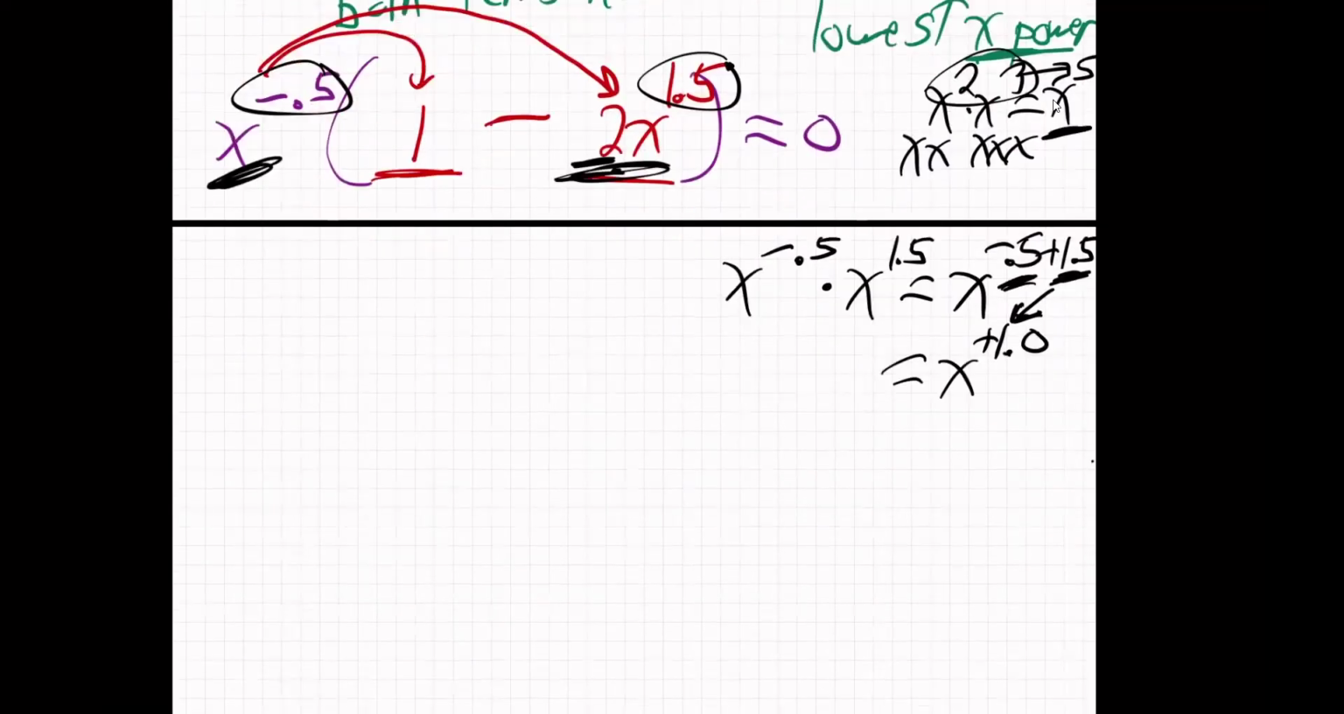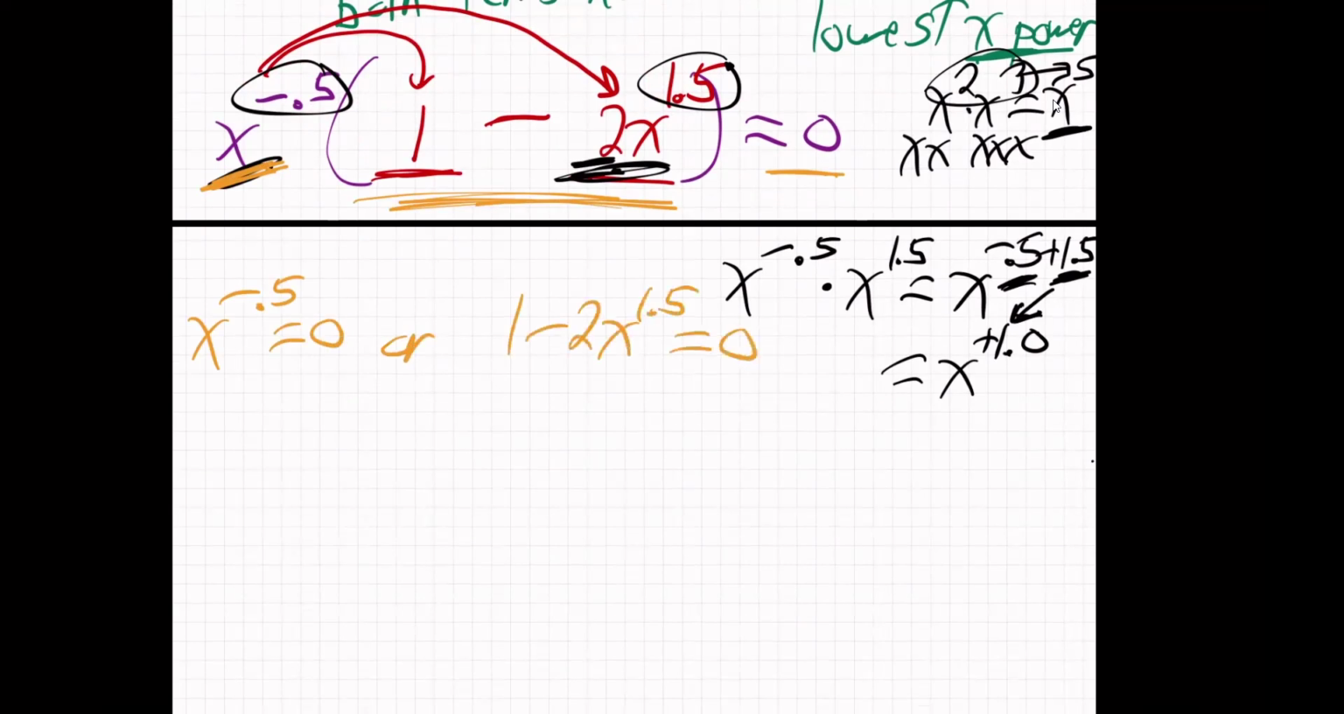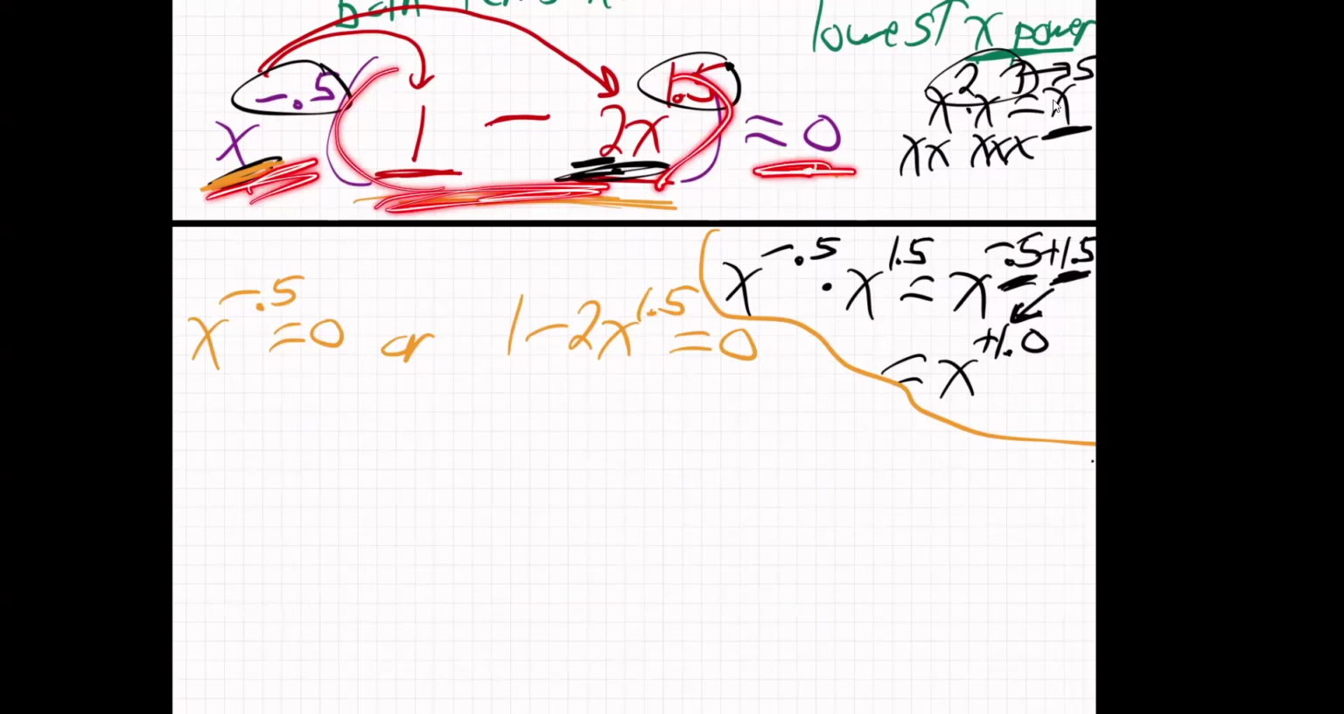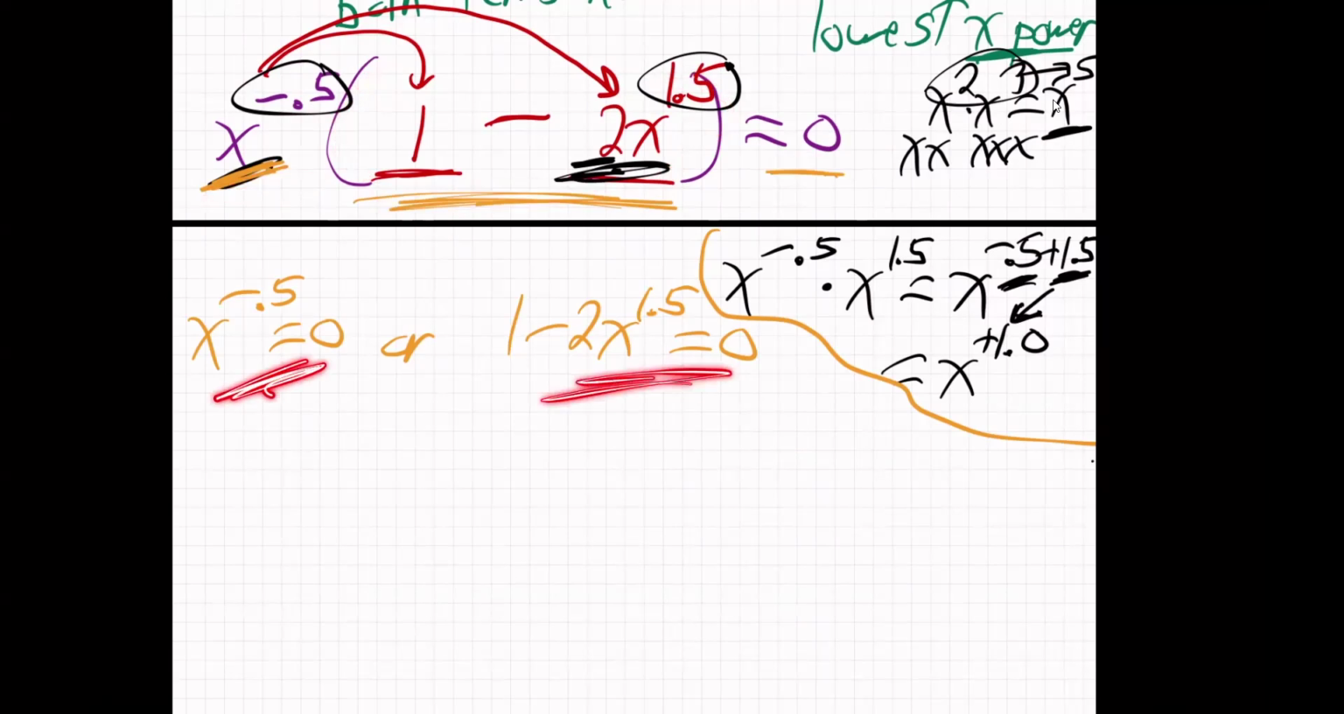Let's finish this up. So now each part is going to equal 0 separately. Why? Because this is multiplied by that and they're equaling 0. How can you multiply two things and get 0? Either the first one is 0 or the second one is 0. That's just logical. These parentheses are multiplying to equal 0. How can two things times each other come out 0? If the first one's 0 or the second one's 0.